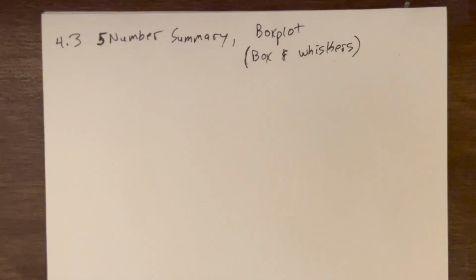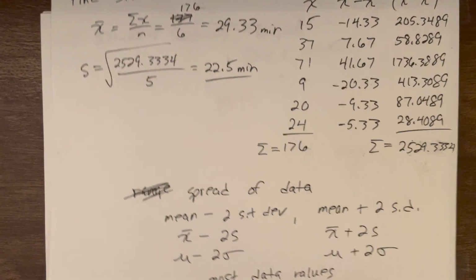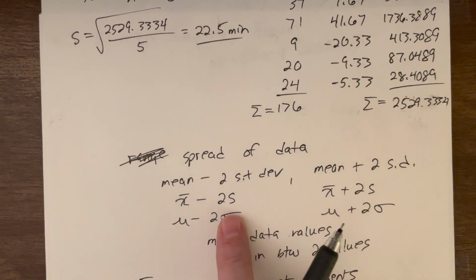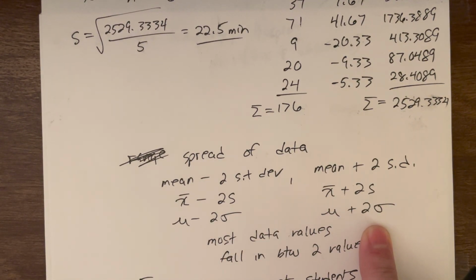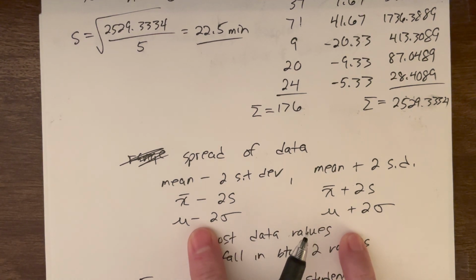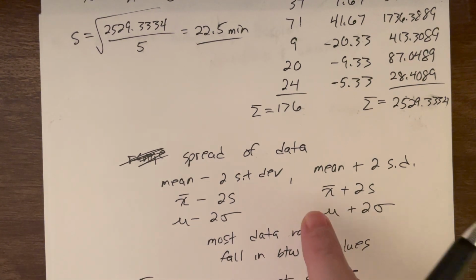But just before we jump in, the 4.2 video got cut off just at the very end, about 30 seconds too quickly. So I just want to go back to that. What am I trying to emphasize here?